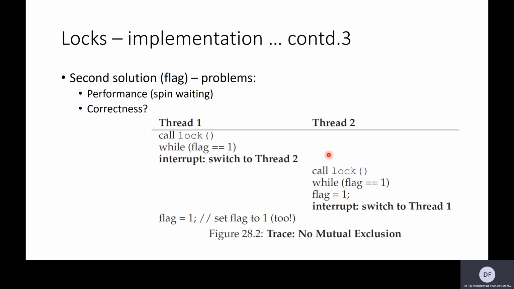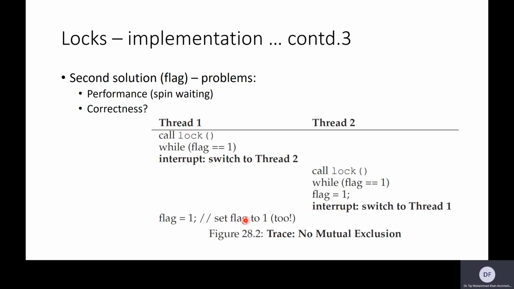Thread 2 runs, it also calls lock. Again, it will read the value of flag from RAM, which is still the original value 0. It will see that this value is not equal to 1. It will exit the loop, make flag equal to 1, and return from the lock function. Lock function will return, and thread 2 will enter its critical section. Thread 2 has entered its critical section, and let's say there's a context switch again.